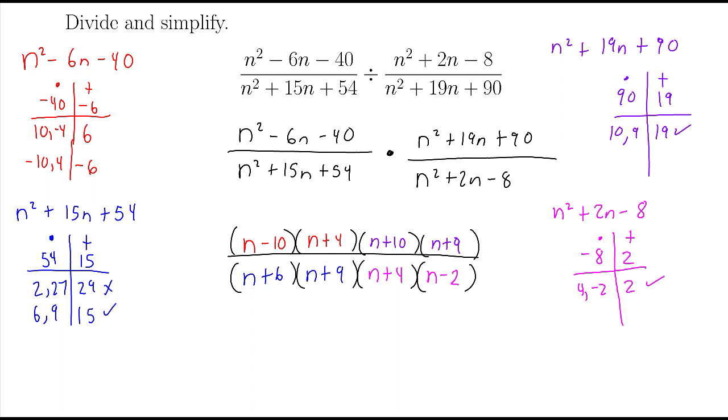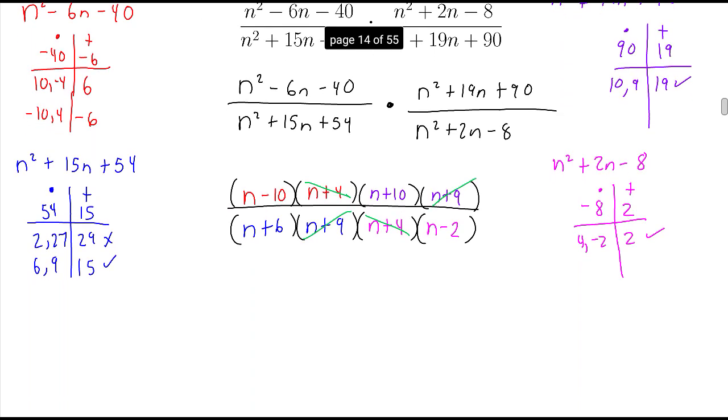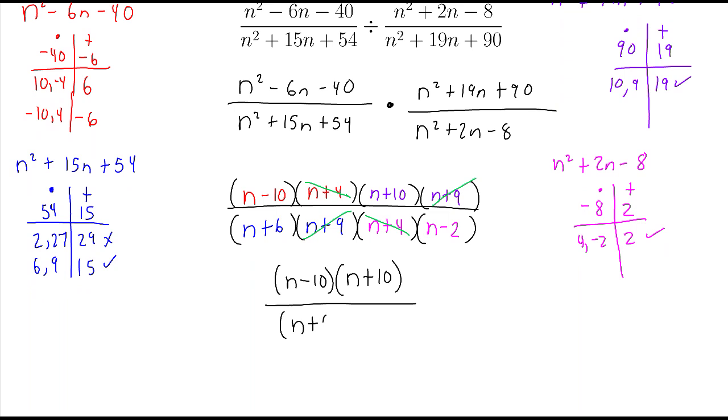Now we'll see if anything cancels. I see n plus 4 canceling with n plus 4. I see n plus 9 canceling with n plus 9. And that's it. So I am left with, finally, (n minus 10) times (n plus 10) over (n plus 6) times (n minus 2).